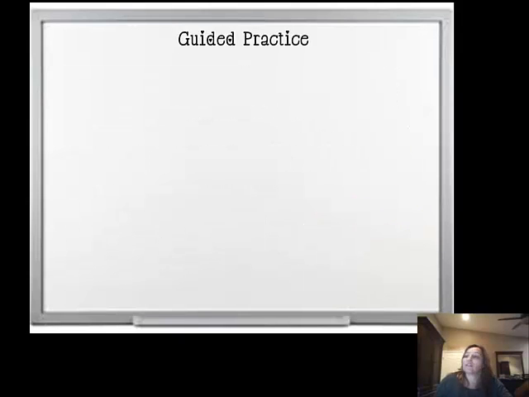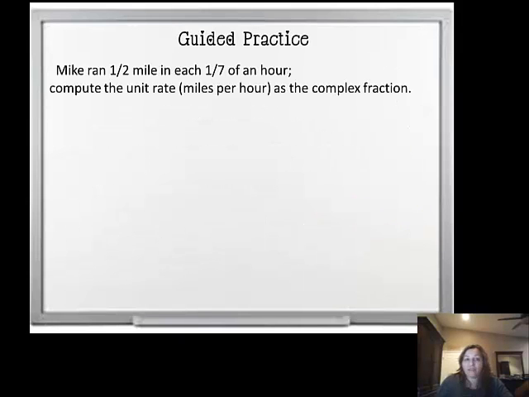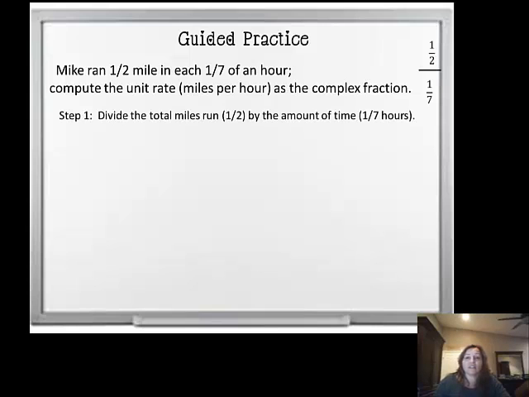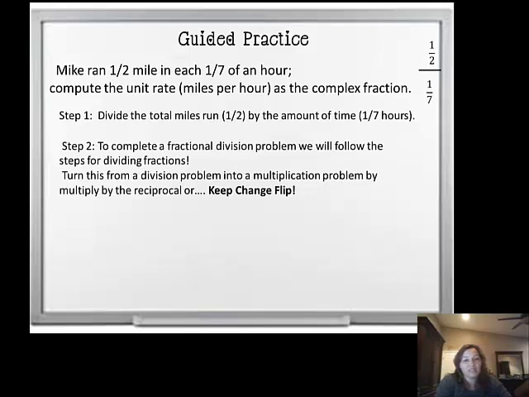Okay, so let's take a look at another one. Mike ran half a mile in each 1/7 of an hour. So compute the unit rate, the miles per hour, as the complex fraction. So let's set up our problem again. There is half a mile every 1/7 of an hour. So divide the total miles run, half, by the amount of time, 1/7. We're going to do the same thing, complete a fractional division problem. We're going to follow the steps for dividing fractions.